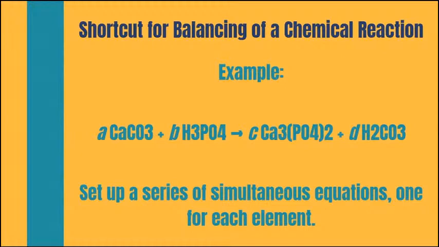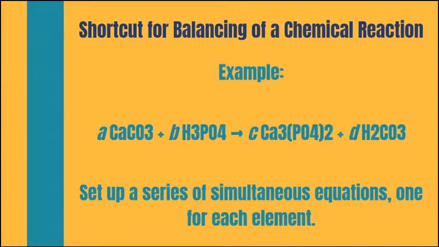So let's see how we balance this. First of all, write letters in front of these elements or compounds. Use the variables A, B, C and D to make it simpler. So before CaCO3 we write A, plus B H3PO4 gives C Ca3(PO4)2 plus D H2CO3. So we have basically set up a series of simultaneous equations, one for each element.